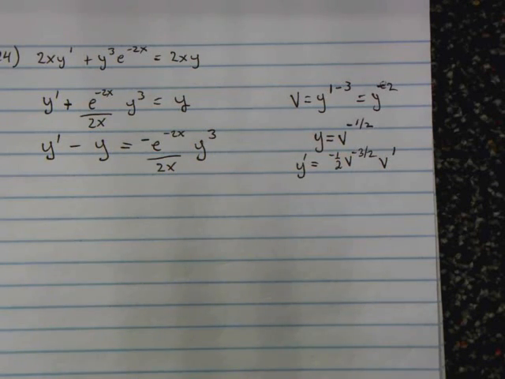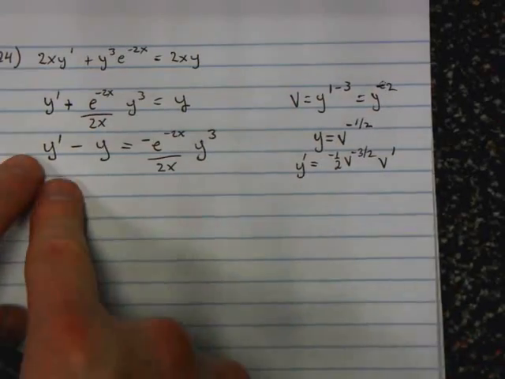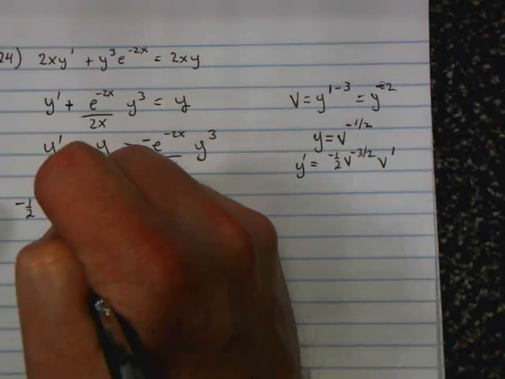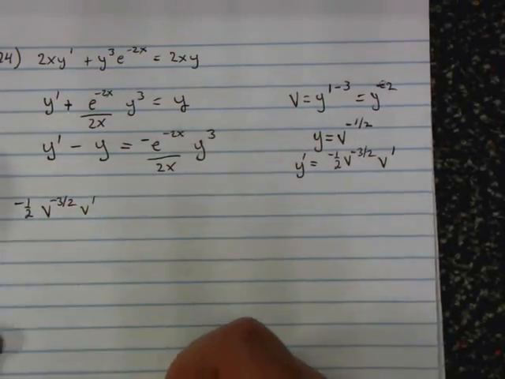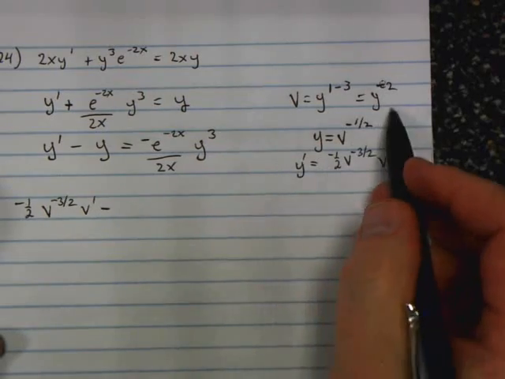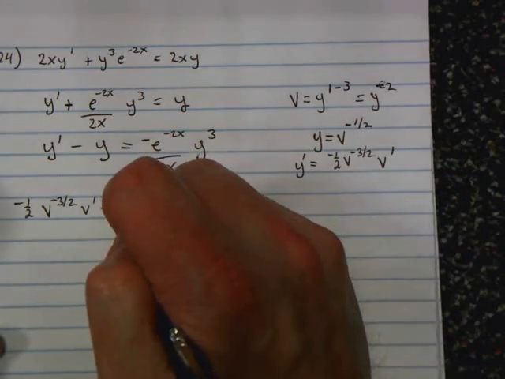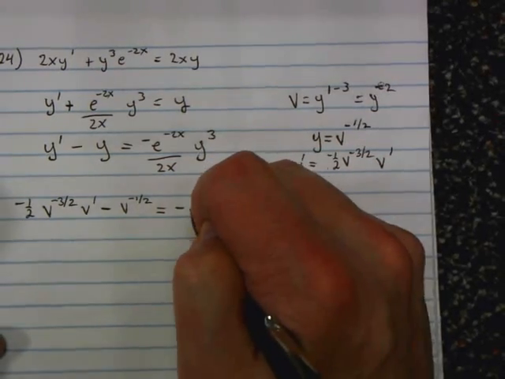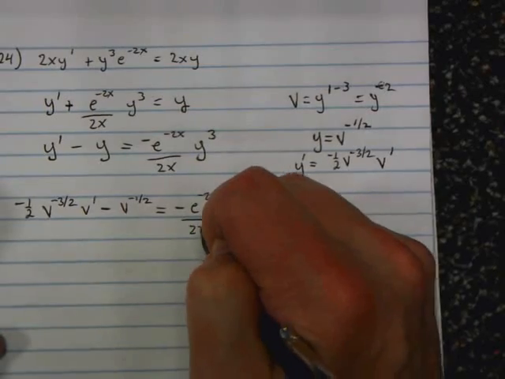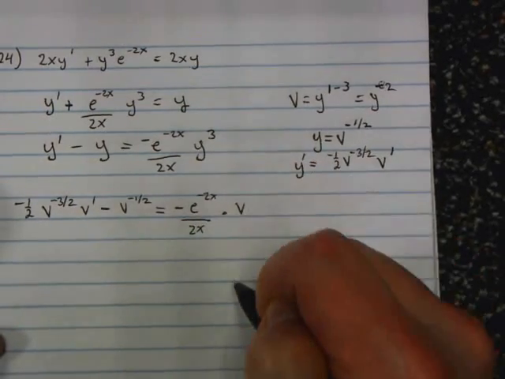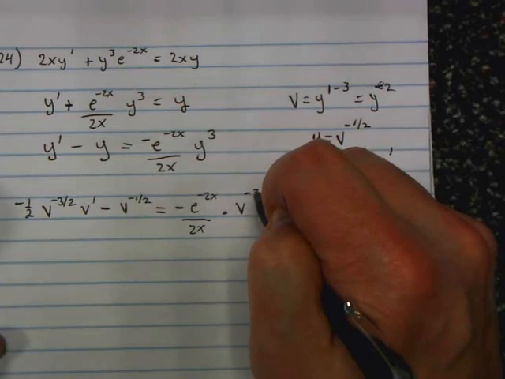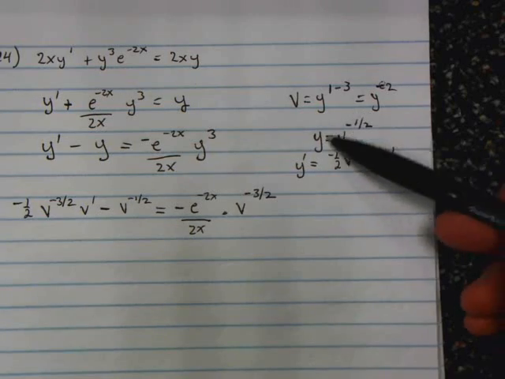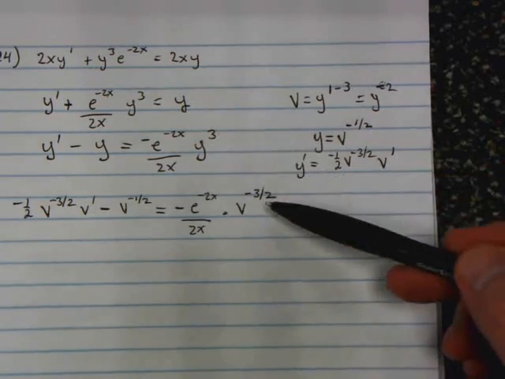Plug our stuff in. For y prime, we write negative 1/2 v to the negative 3/2 v prime, minus y, which is v to the negative 1/2, equals negative e to the negative 2x over 2x times v to the negative 3/2. Again, I'm plugging in the v to the negative 1/2. I have v to the negative 1/2 cubed. Multiply my exponents.